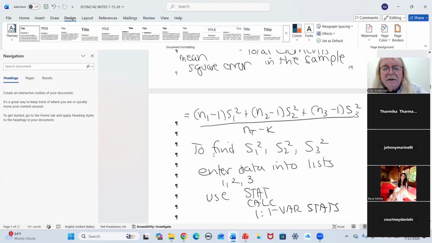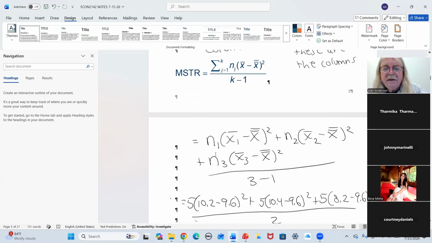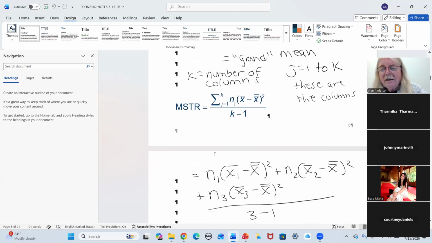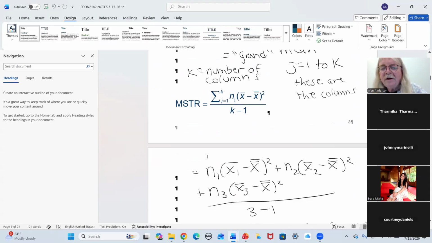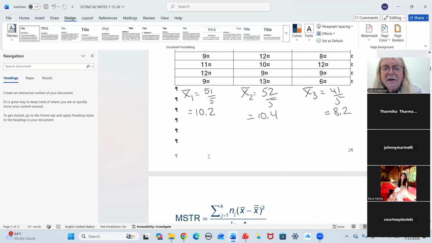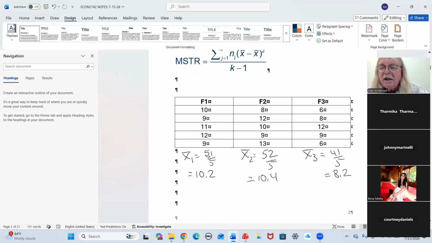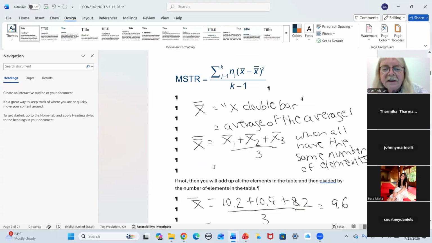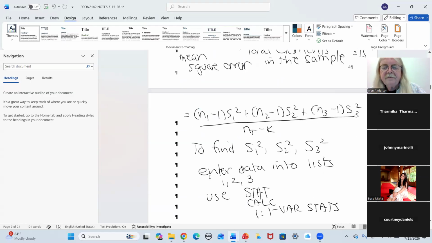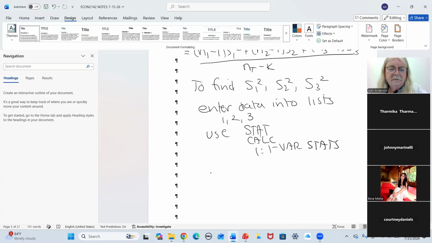All right, so let's go back up here. We should have done this in the first place because then we could have done the X bars, but that's okay. We'll come back up here and copy this into our list, which now I think you know how to do. To get to the lists, you go to stat, enter.